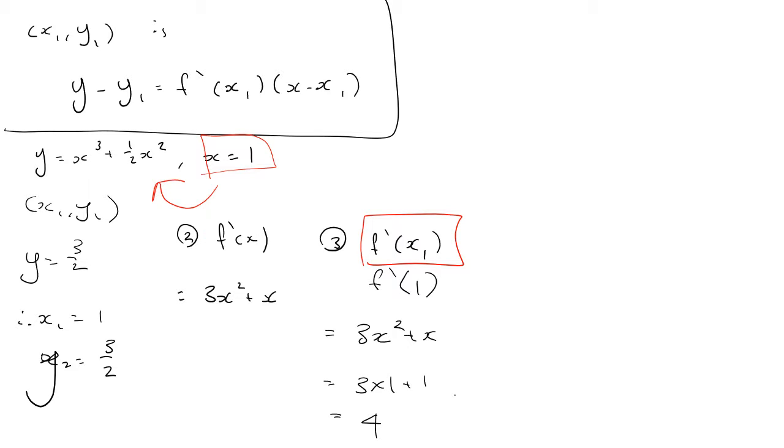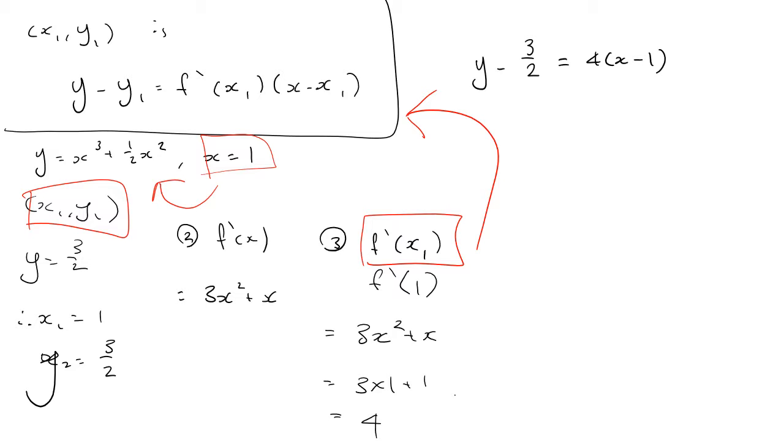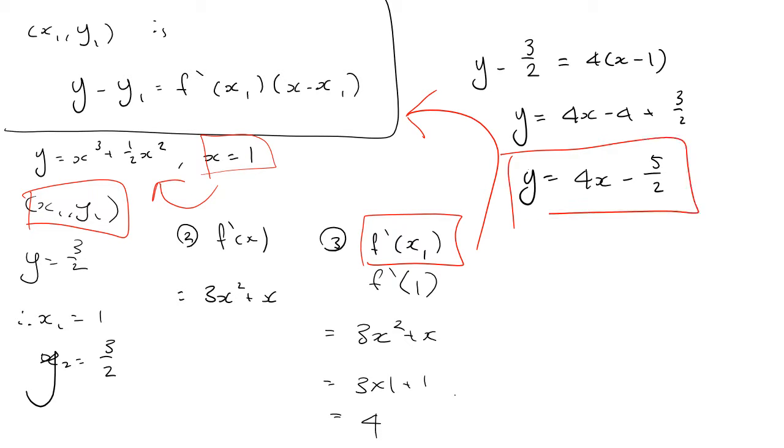And with our x1 and y1, we can substitute into the equation and find the equation of the tangent. So we substitute the values in. y minus 3 on 2 equals 4 times (x minus 1). If we rearrange this equation, it becomes y equals 4x minus 4 plus 3 on 2, which is equal to y equals 4x minus 5 on 2, which is the same equation we got with our previous method.